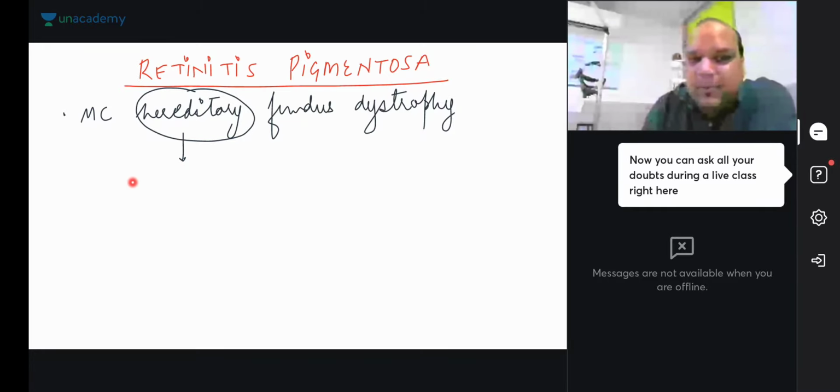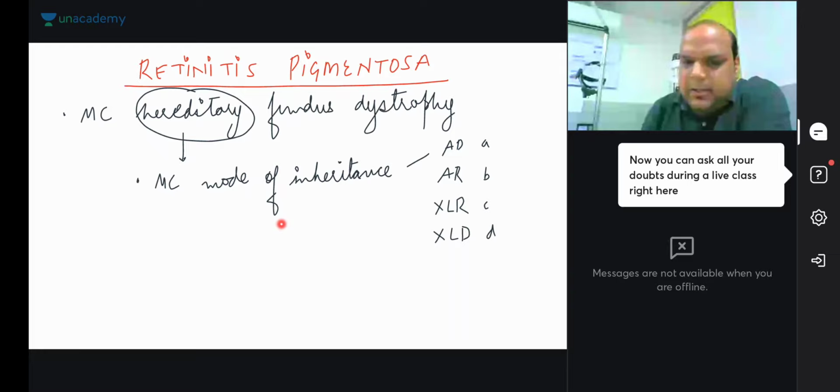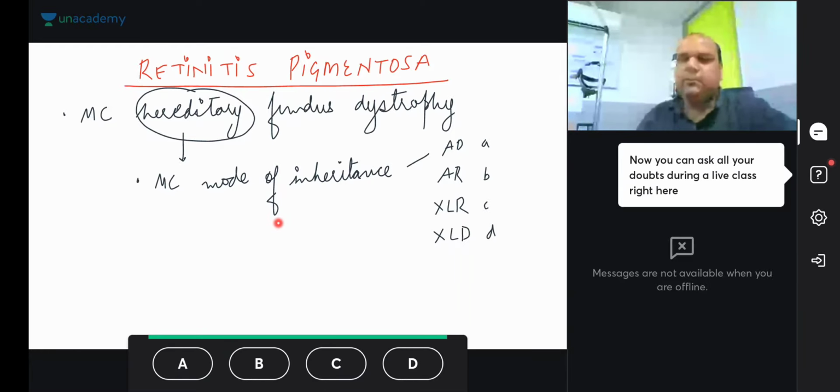If it is hereditary, I am inheriting it. So my question to you will be, everybody, what is the most common mode of inheritance? Option A, autosomal dominant. Option B, autosomal recessive. Option C, X-linked recessive. Option D, X-linked dominant. Anybody? I am starting a poll. Let's see who can answer this.